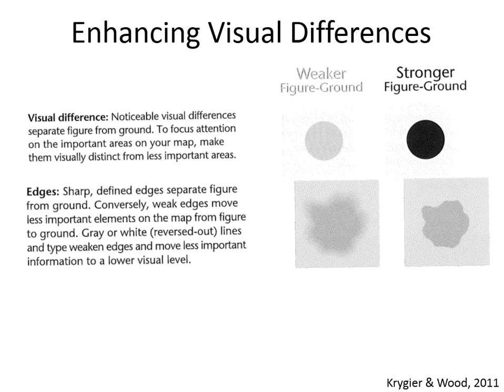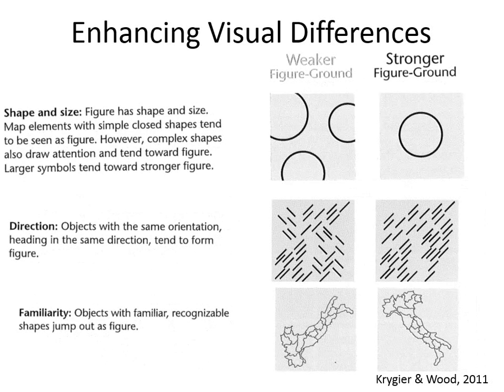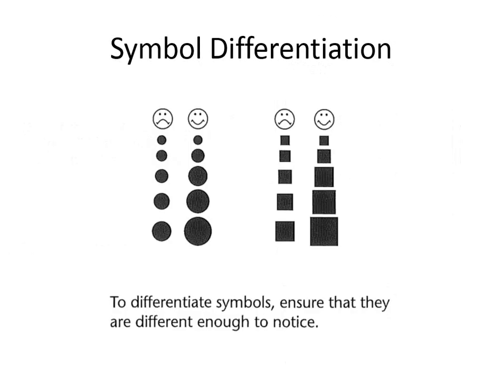So we have visual differences with a contrast. Edges are important, and layering is also important. So all these things can be used to enhance visual differences or to make them more muddy, depending on what you're trying to do. These slides are also available for you to look at individually. But again, just some ideas about shape, direction, familiarity with these different objects. And all these things can enhance or push back some of the things that you're interested in.